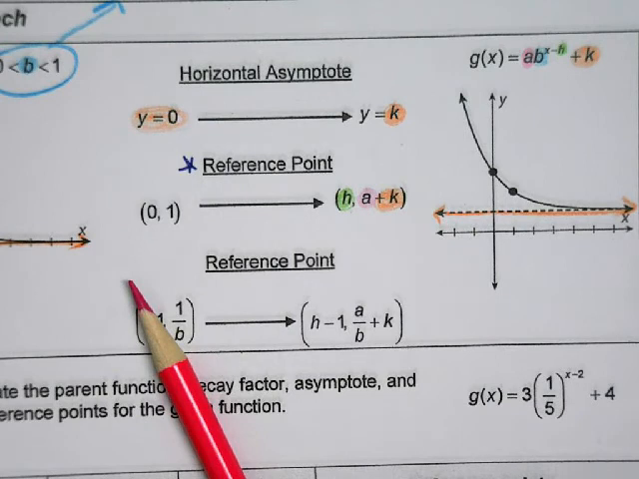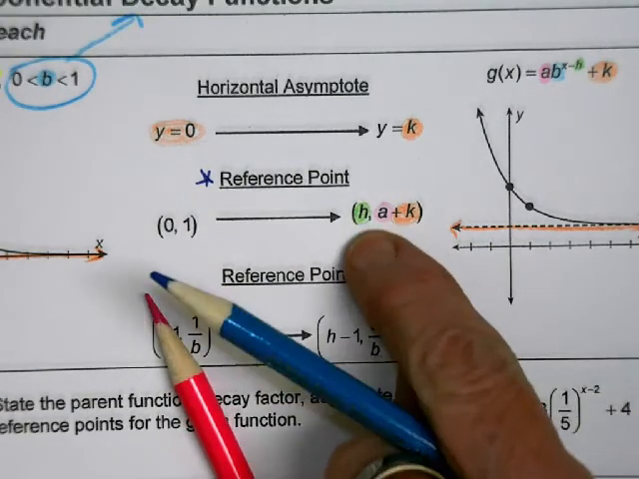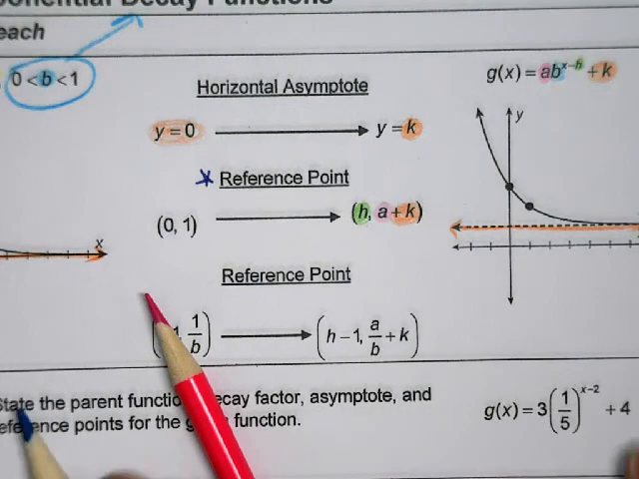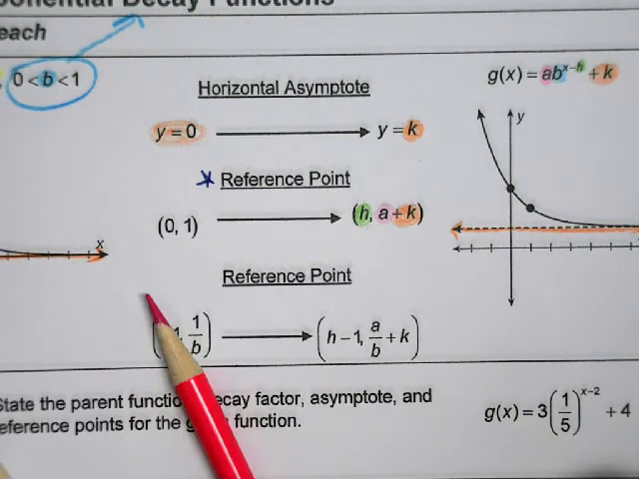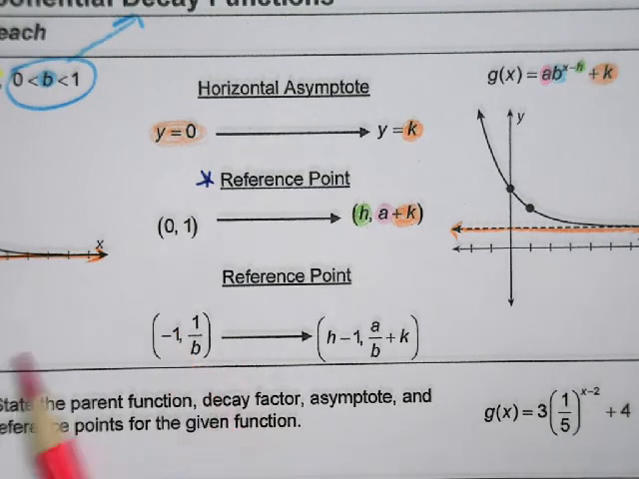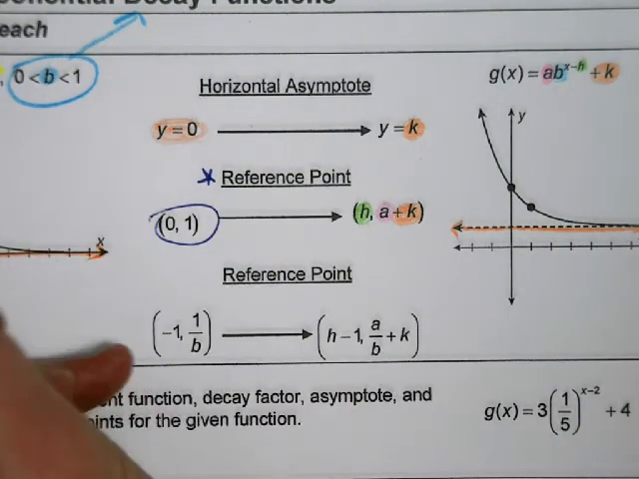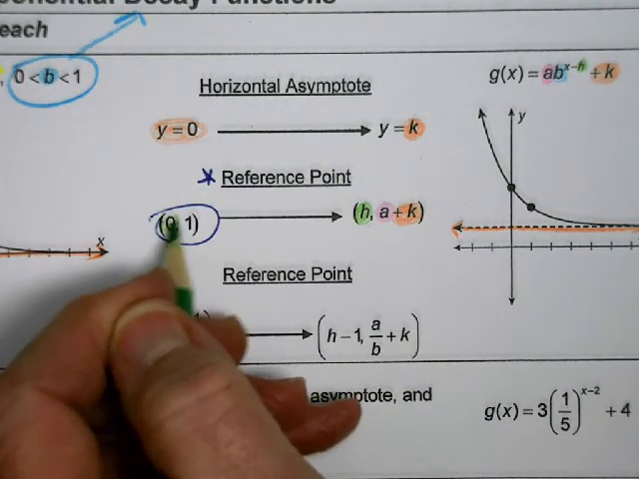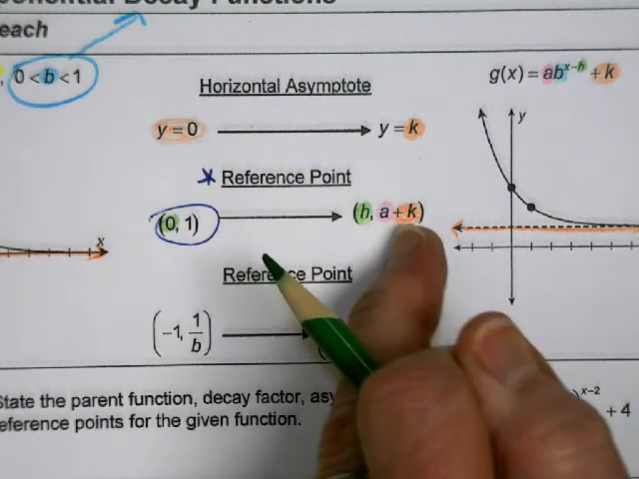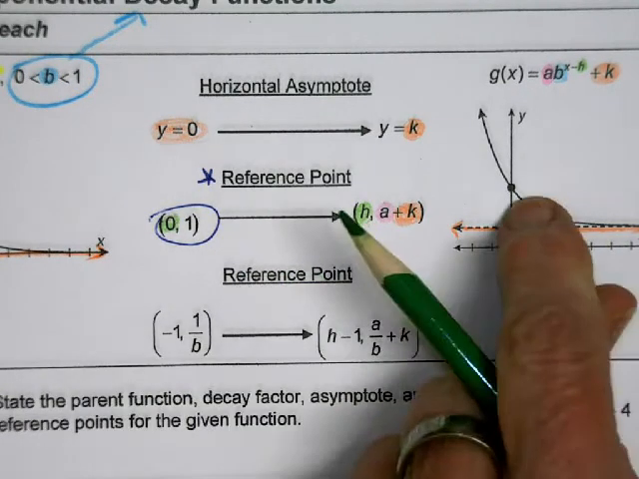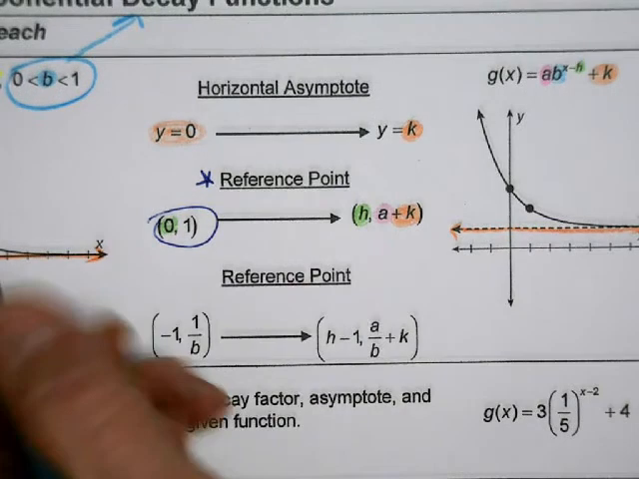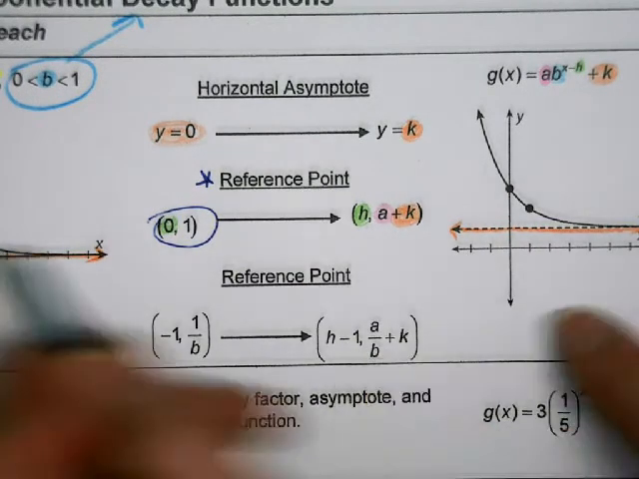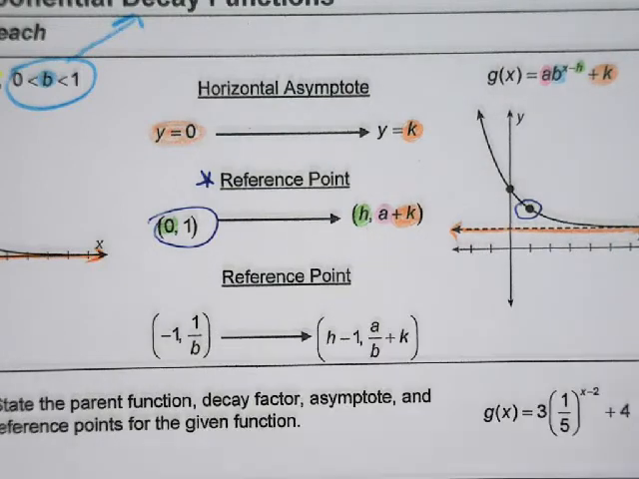Okay? So where does that show up on the graph? Which reference point am I talking about? If you notice over here, I just have to circle it because there's not really a color for it. Right here is the reference point. H is 0. That's good. We just don't know what a plus k is over here, so I can't color over here. But this is the reference point. We are in the parent graph. This is the one we're going to be looking for in the transformed graph.